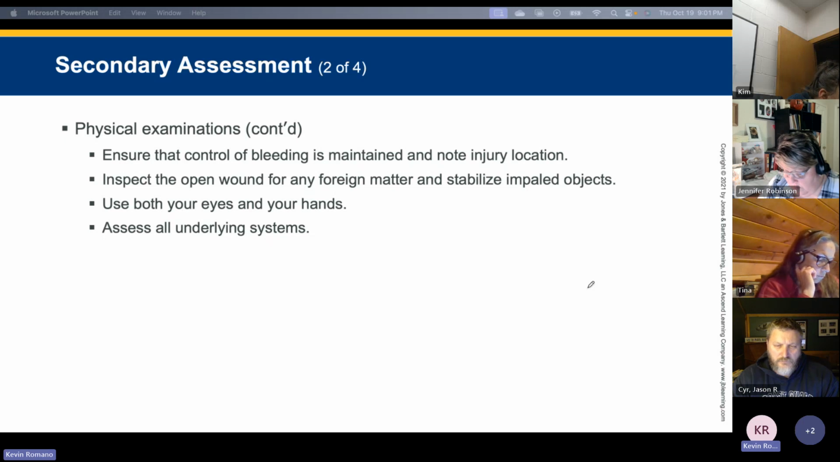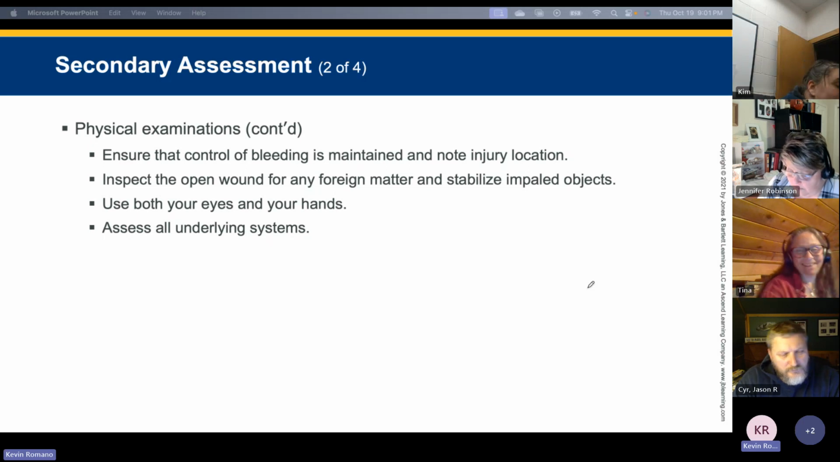So ensure the controlled bleeding is maintained and note the location of the injury itself. Inspect the open wound for any foreign matter and stabilize impaled objects. During the physical examination, use both your eyes and your hands. Remember, you have to be touchy-feely with your patients, professionally, please. If your patient is responsive, you should explain exactly what you are doing, okay?